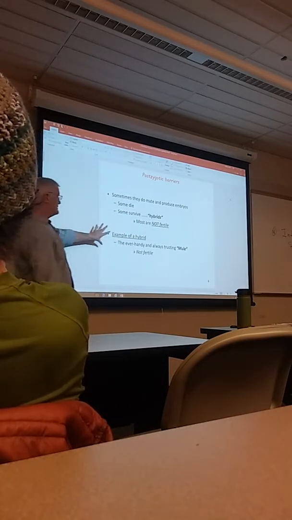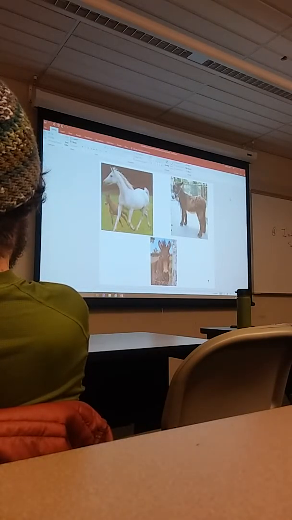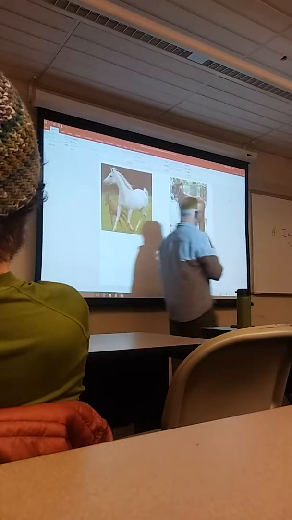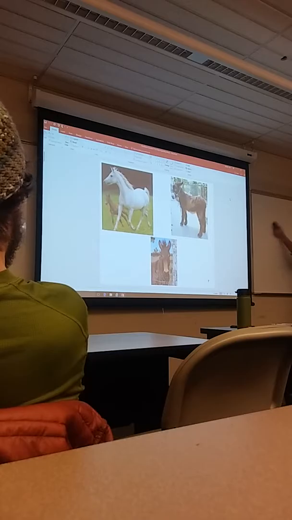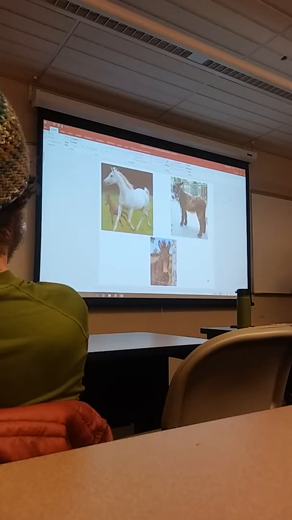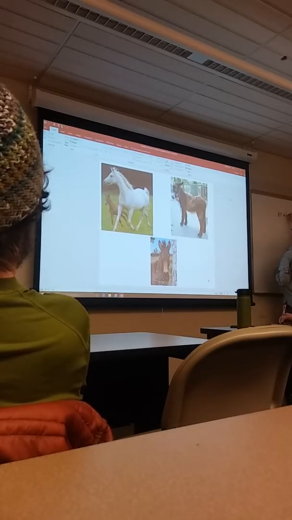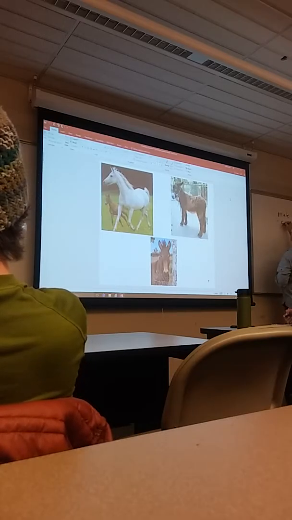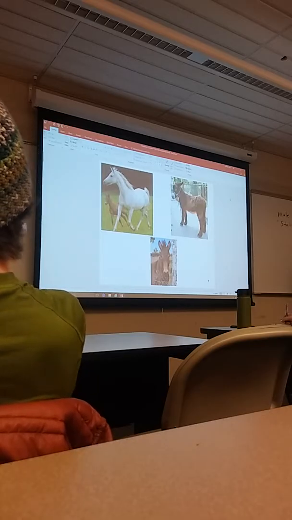Well, let's look at a mule. All right, a little interesting animal vocabulary for you guys. The white one in the upper left-hand corner is a male horse. What's a male horse called? Called a stallion, right? So a male horse is a stallion. Now, a male horse with a female donkey.